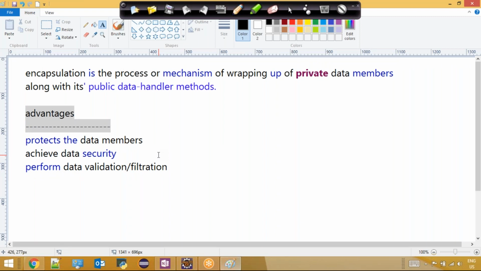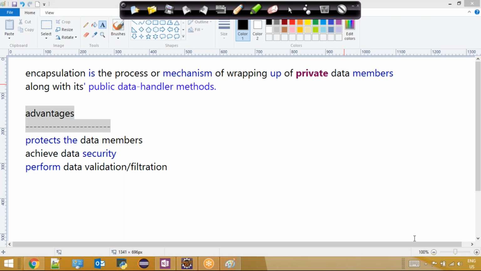Okay, how to do it? Let's see to it now. Okay, Shubham is asking a question. Can we achieve full abstraction using encapsulation? Shubham, try to understand that what you are talking about is a concept called abstraction. Abstraction is different from encapsulation.